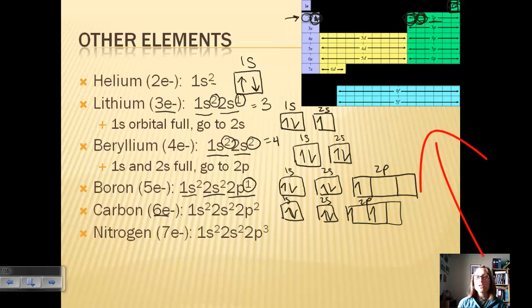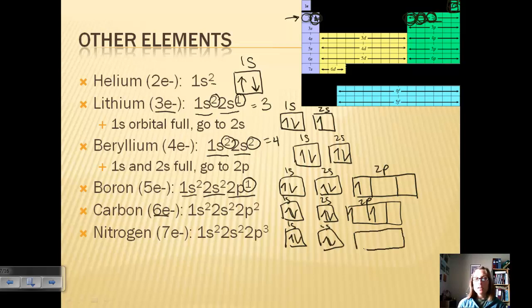Okay, let's take a look at nitrogen. Nitrogen is the next one over. So now we have 3 electrons in the p's. 1s is going to look the same. 2s is going to look the same. 2p, because there are 3 electrons in the 2p, I can fill each orbital with 1 electron.